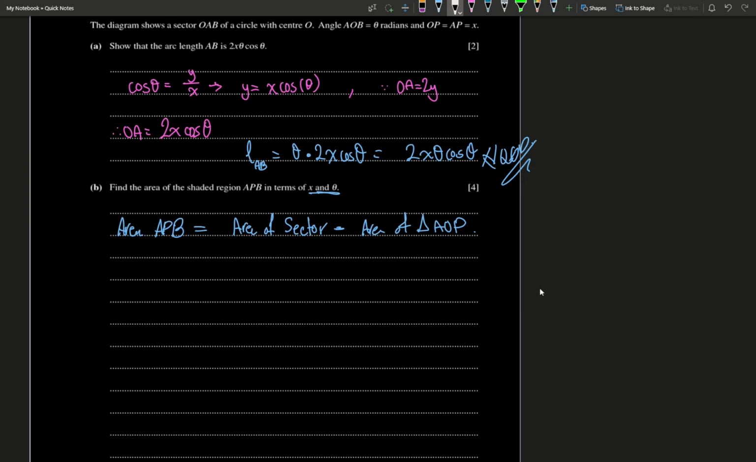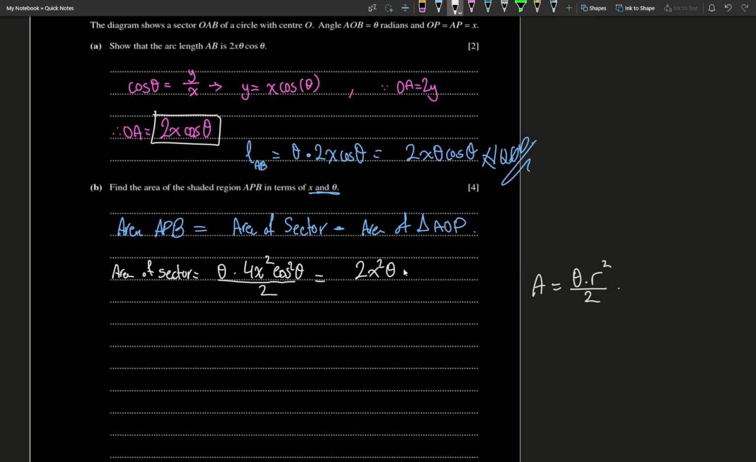The area of the sector is given by the formula A equals theta, which is the angle of the sector, times the radius of the sector squared, divided by 2. So the area of the sector is equal to theta times r squared over 2. We know that r is equal to 2x cosine of theta. If I square that, you'll get 4x squared times cosine squared of theta, divide that by 2. You'll end up with 2x squared theta cosine squared theta. This is the area of the sector in terms of x and theta.